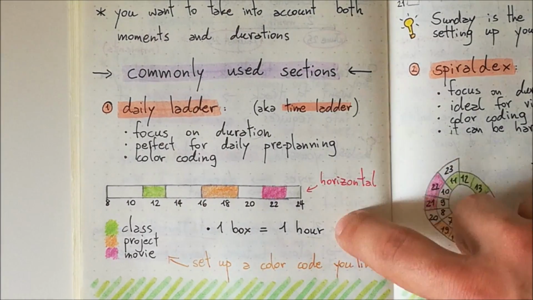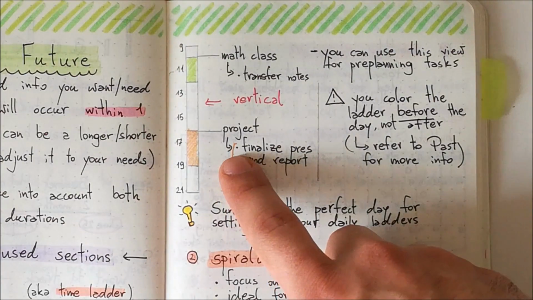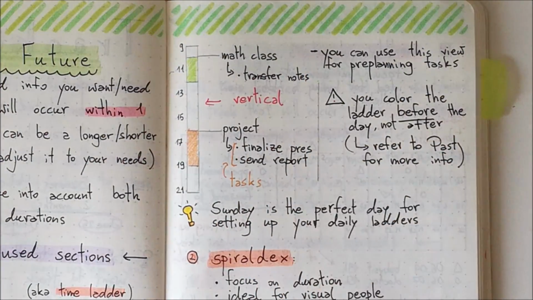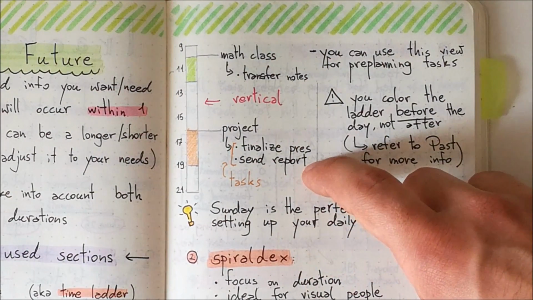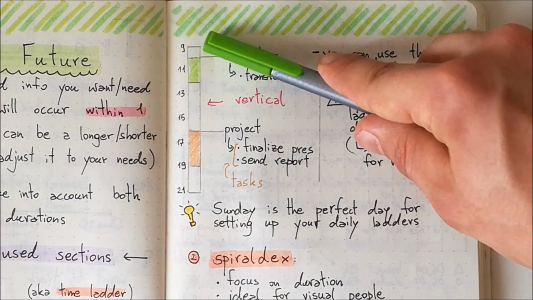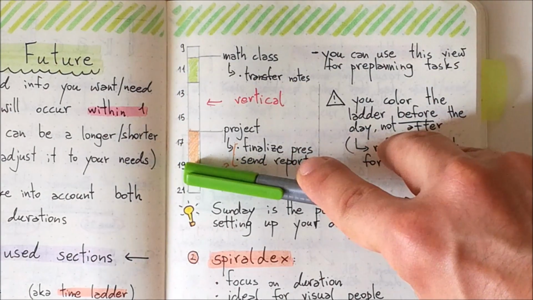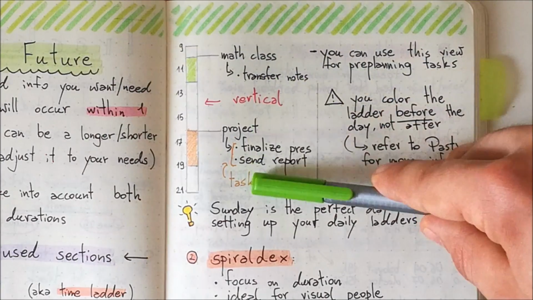Here you have the horizontal view, but you can have the vertical view as well. What I like about the vertical view is that you can easily add tasks next to it. So I'd say that this is the best view if you need to pre-plan a lot of tasks as well. As you can see, you divide the letter into different sections, then each color corresponds to a certain project, class, and next to it you add all of the tasks.